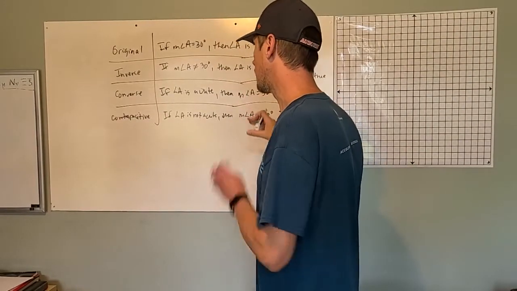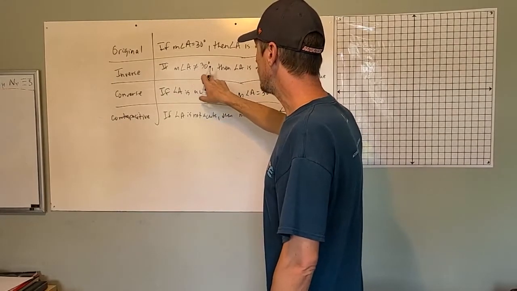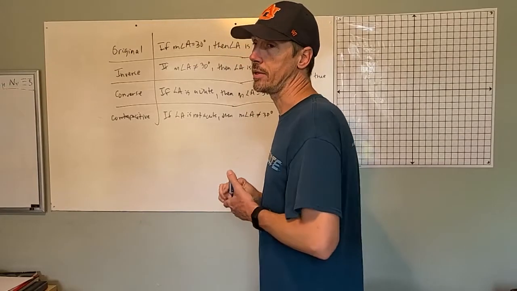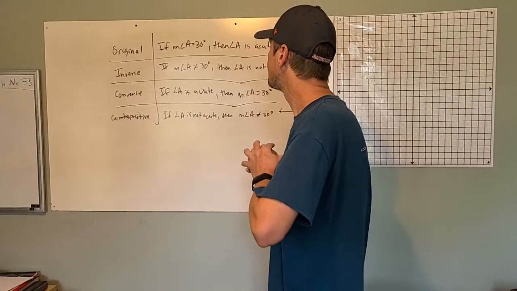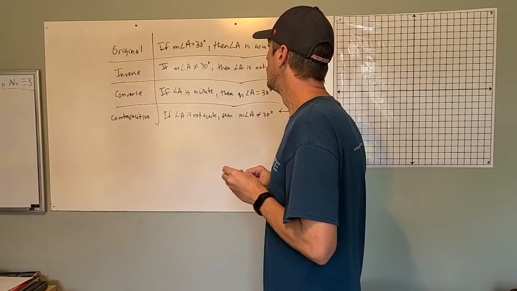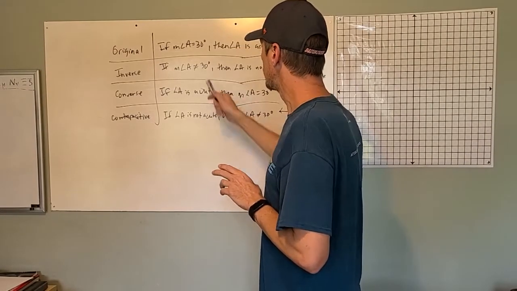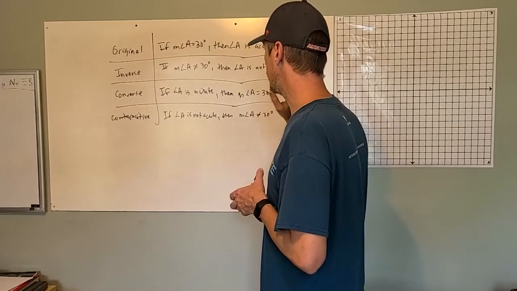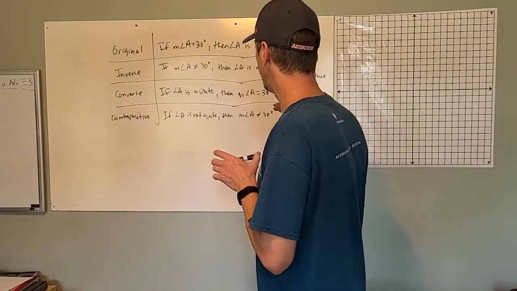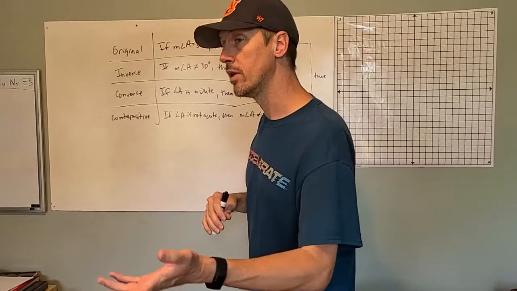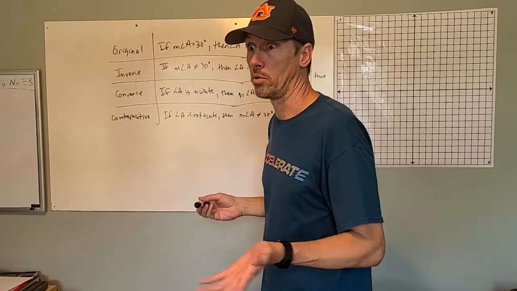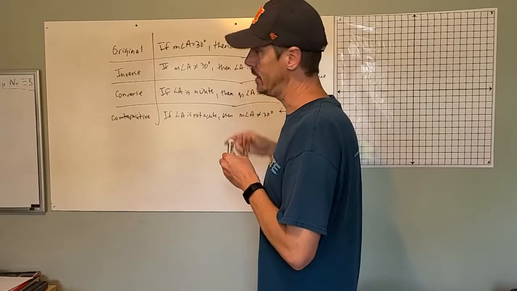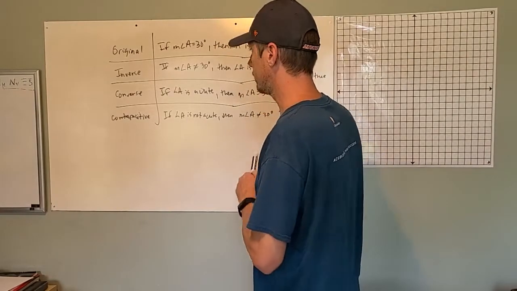But now let's look at the inverse and the converse. If the measure of angle A does not equal 30 degrees, then angle A is not acute. Is that necessarily a true statement? What if angle A equals 31 degrees or 20 degrees? It's not 30, but is it acute? Yes, it is. So this is actually false.